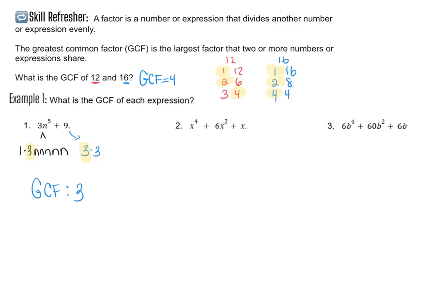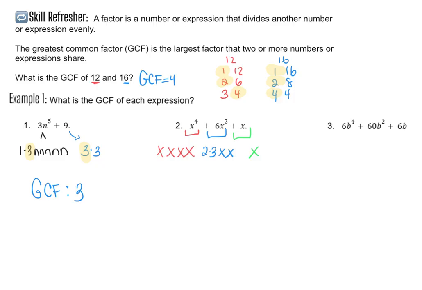In expression 2, I can do the same thing. I can break up each term, so that's everything separated by a plus or a minus, and I can break it up into all of its factors. So x to the 4th power really means x times itself 4 times. 6x is the same thing as 2 times 3 or 1 times 6. And then x squared is x times itself 2 times. And then I just have 1x.